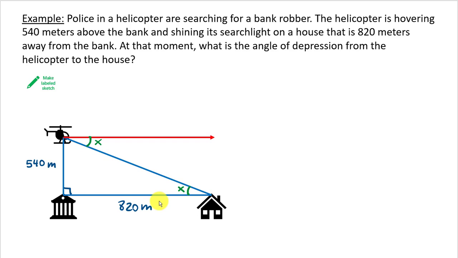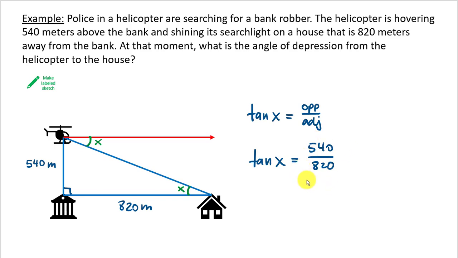Which trigonometric function involves opposite and adjacent sides? Well, it's the tangent function. So tangent of angle x is the opposite side over the adjacent. The opposite side is 540 meters and the adjacent side is 820 meters. So that gives us the value of tangent of angle x.